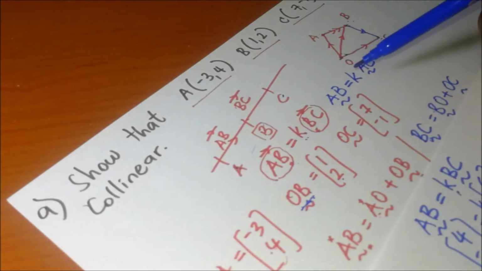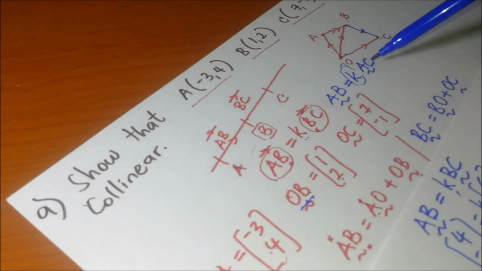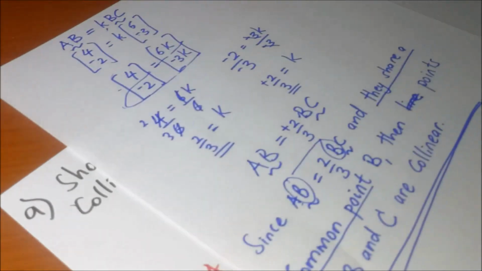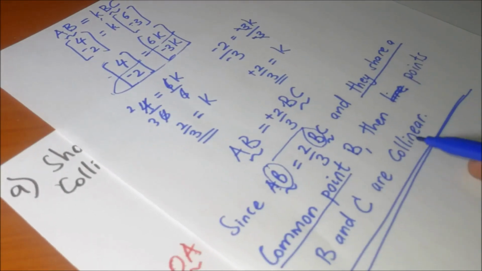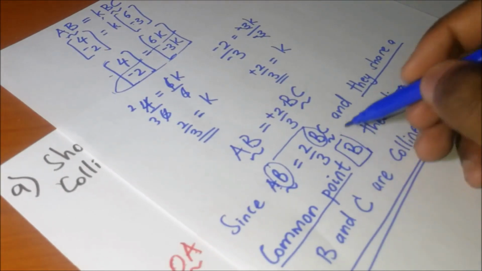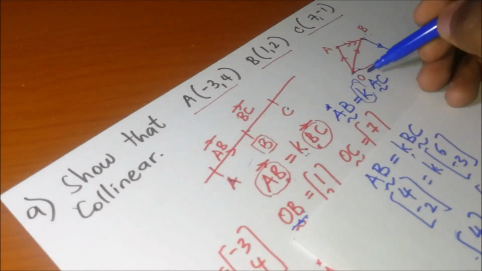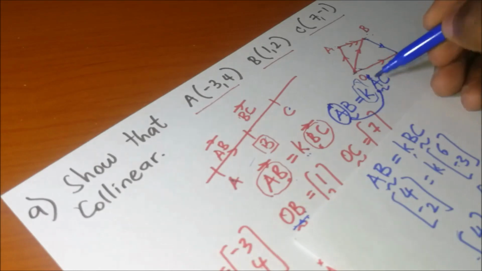And then you go on with the same stuff. You find the value of K and you arrive at a certain conclusion. And still, as you conclude, the rest of the write-up will be the same, but here our common point will not be B, because according to this, the common point here is A. So here, the common point the 3 points share is A.